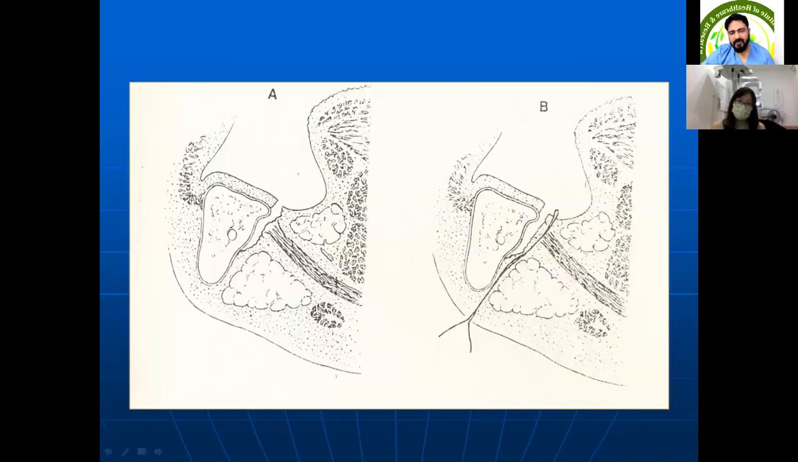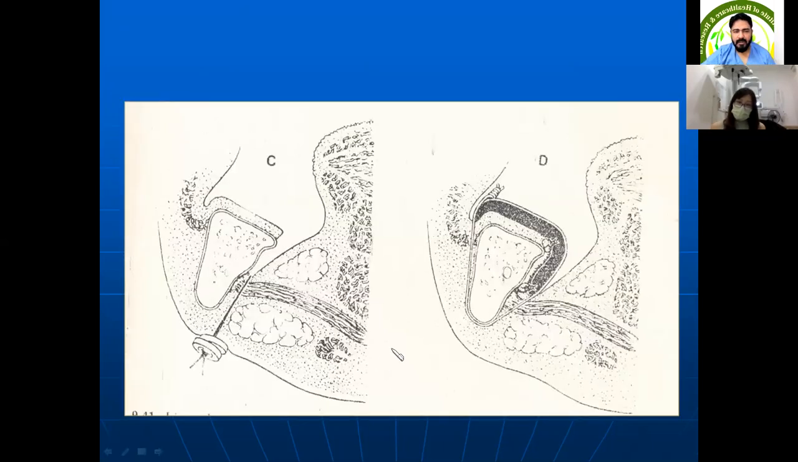If the incision is given like this, this ridge is preserved. Then wire is passed and this is stretched here. The button is sutured from the outside. So this is an extraoral technique.